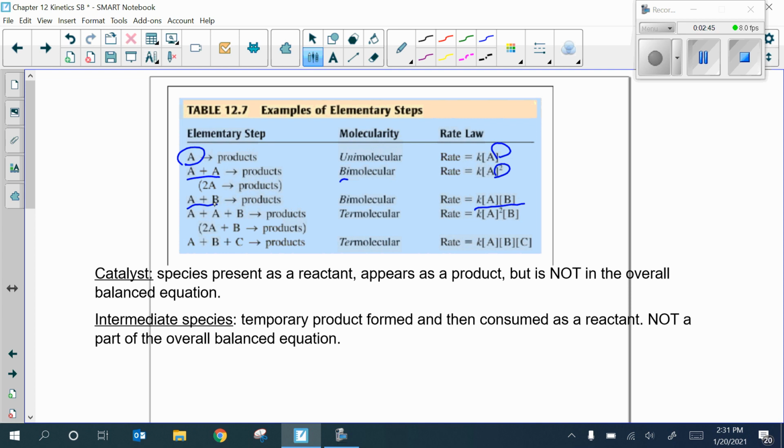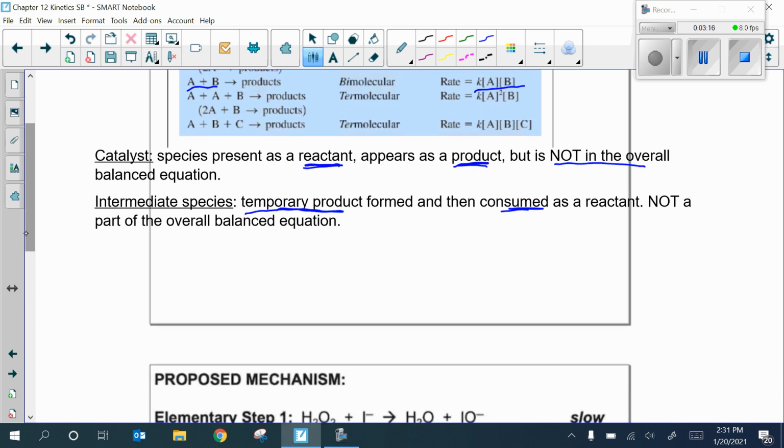But a catalyst, so you can get them written down. A catalyst is a species present in the reactant part of the equation that appears as a product, but is not in the overall balanced equation. We know that catalysts speed up reactions. You guys have talked about that in the past. An intermediate species is a temporary product that's formed, then it's consumed, and it is not in the overall part of the balanced equation.